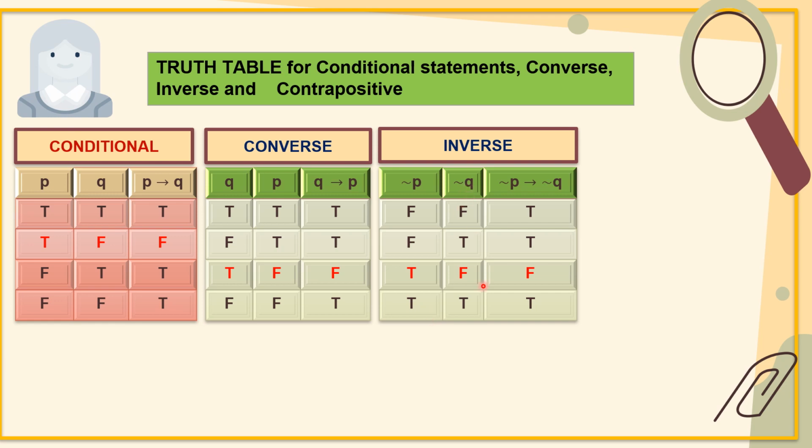Kaya yung not Q natin, tingnan natin yung Q sa conditional. Kung ito ay true, pag inverse, magiging false. Kung false dito, magiging true. Kung true dito, magiging false. Pag false, magiging true. Yan po ay sa inverse. Kaya kung mapapansin natin, ang false statement ay nasa third row.